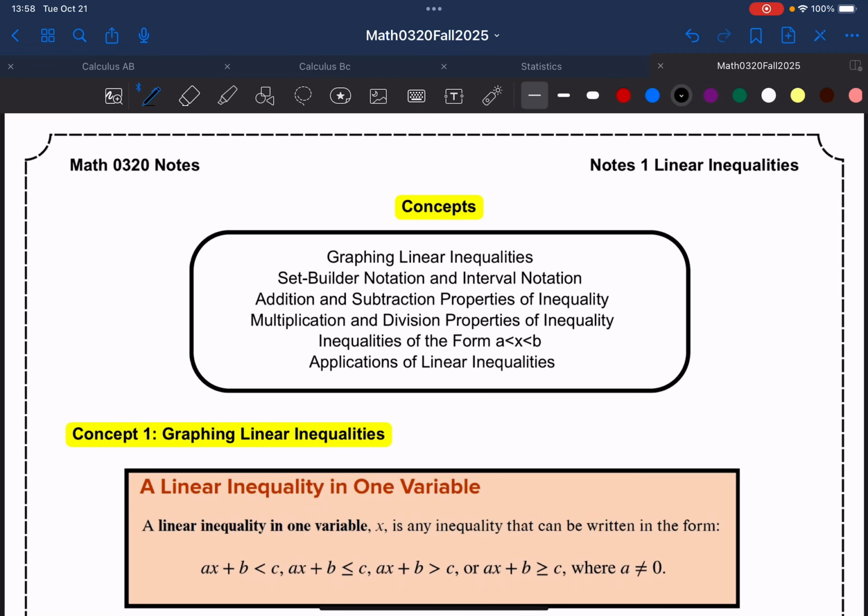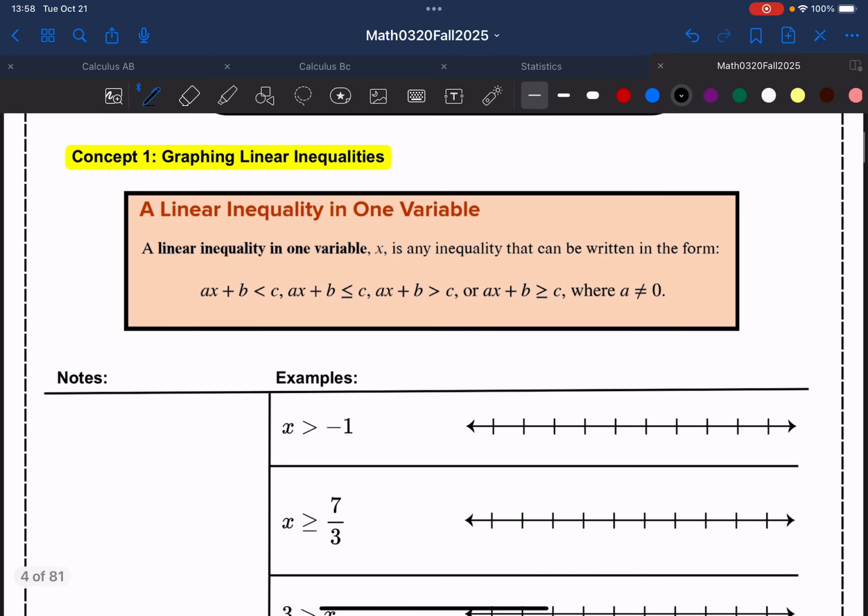Okay, notes 1, linear inequalities. In these notes, we're going to talk about several concepts, and the first concept is how to graph linear inequalities. It says a linear inequality in one variable x is any inequality that can be written in the following form. So we have ax plus b less than c, ax plus b less than or equal to c, and so on and so forth.